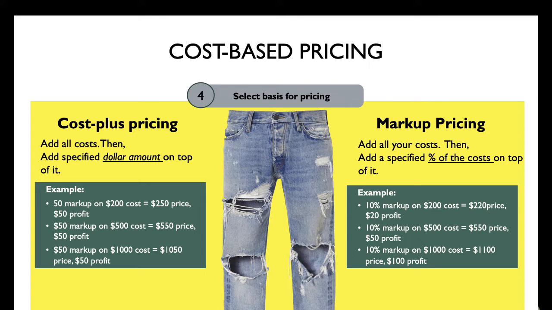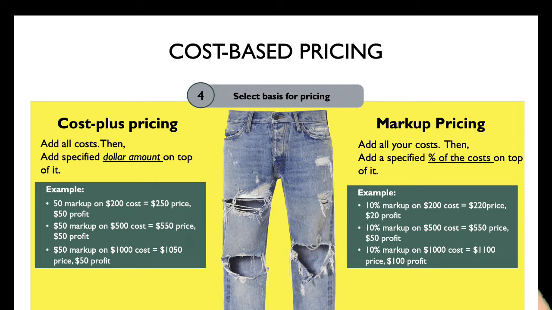So if you think about your pair of jeans here, maybe this pair of jeans costs you $200 to make. And you have decided that for every pair of jeans you make, you want to make $50 profit. So you are going to add $50 onto whatever the cost of that jean is. So you're going to make a $50 profit. So if you think about it, if the cost is $500 and you're using cost plus pricing, you're going to add that $50 on. The price will be $550 and you're going to make a $50 profit, so on and so forth. So you only ever make $50 profit on that particular item.